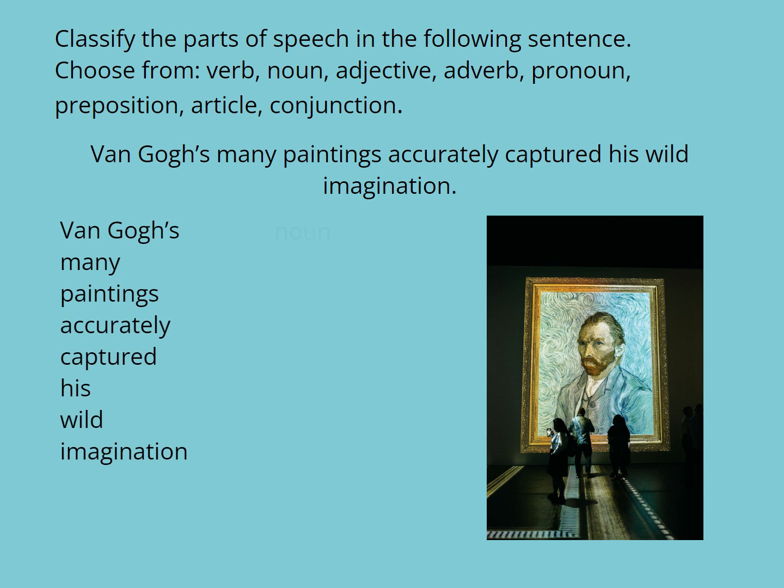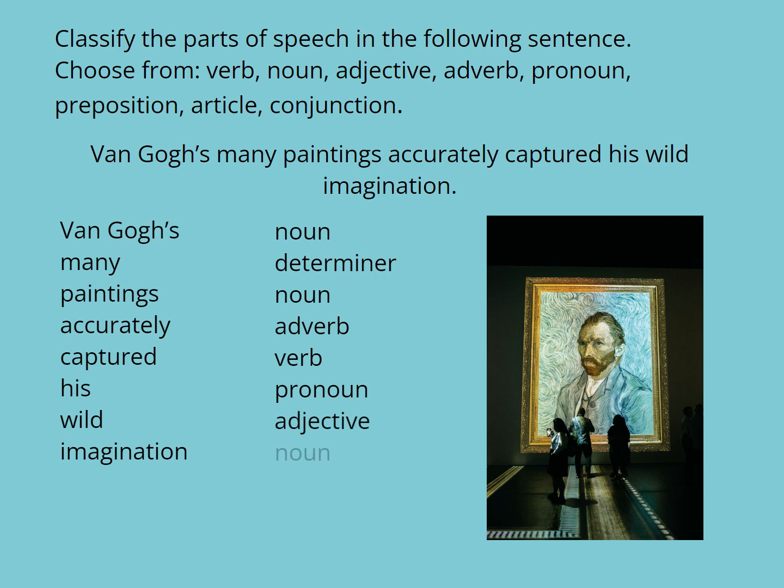And we have Van Gogh's a noun, remember a proper noun, many's a determiner, paintings is another noun, accurately is an adverb, captured is a verb in the past, his is a possessive pronoun or possessive adjective, wild is an adjective, imagination is a noun, remember it's abstract.